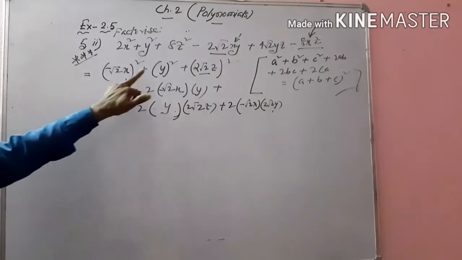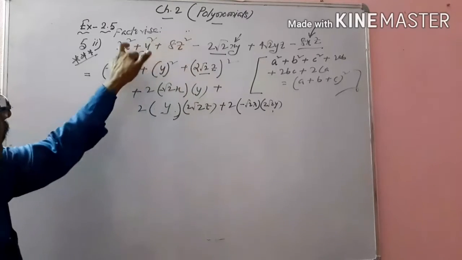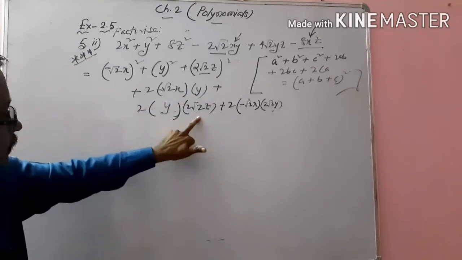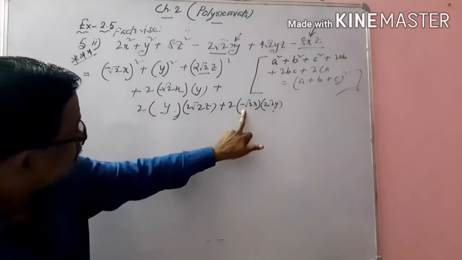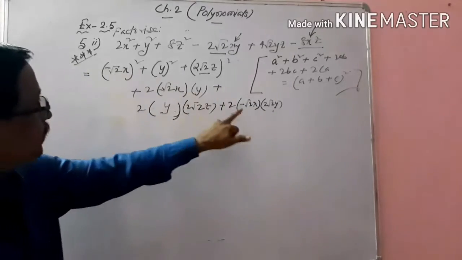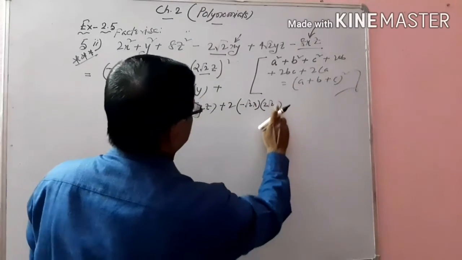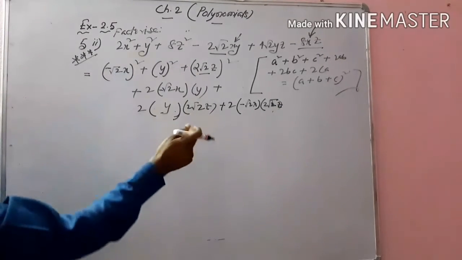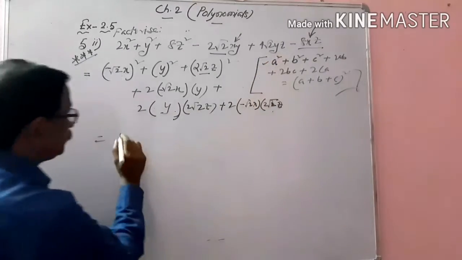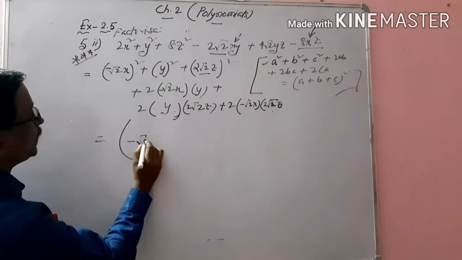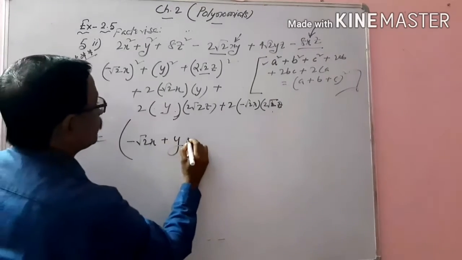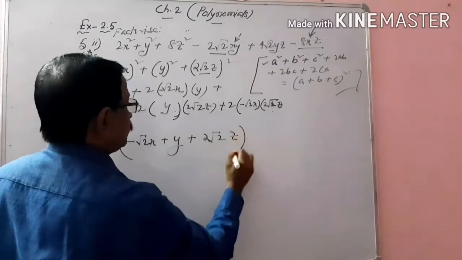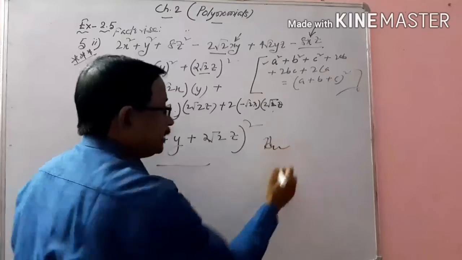So now you see a square plus b square plus c square, and accordingly you just check whether matching or not. Then twice ab, twice bc plus twice ac is there. A means this one and c means 2 root 2 z. Okay, now you match everything with this identity. Then we can write minus root 2x plus y plus 2 root 2 z. Okay, so I think it is very clear to you.